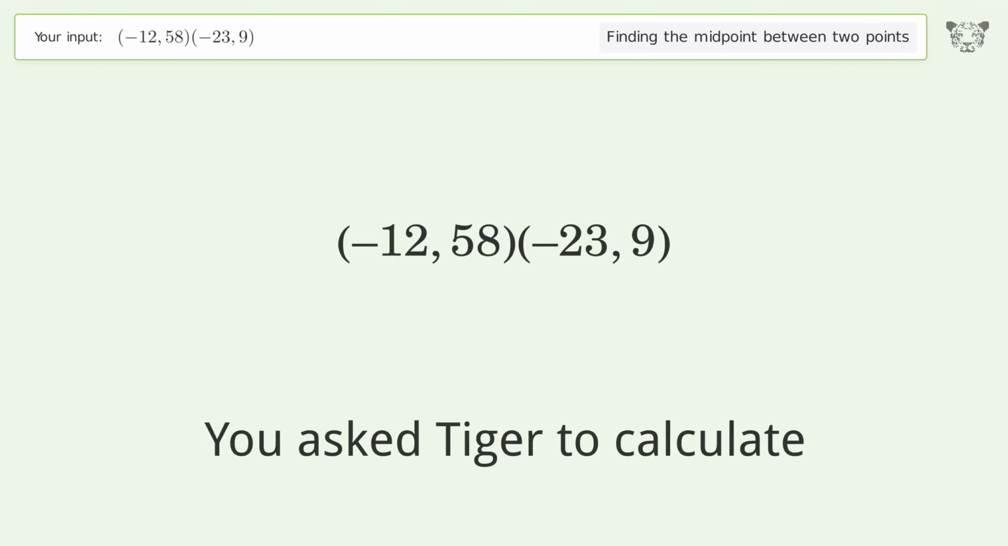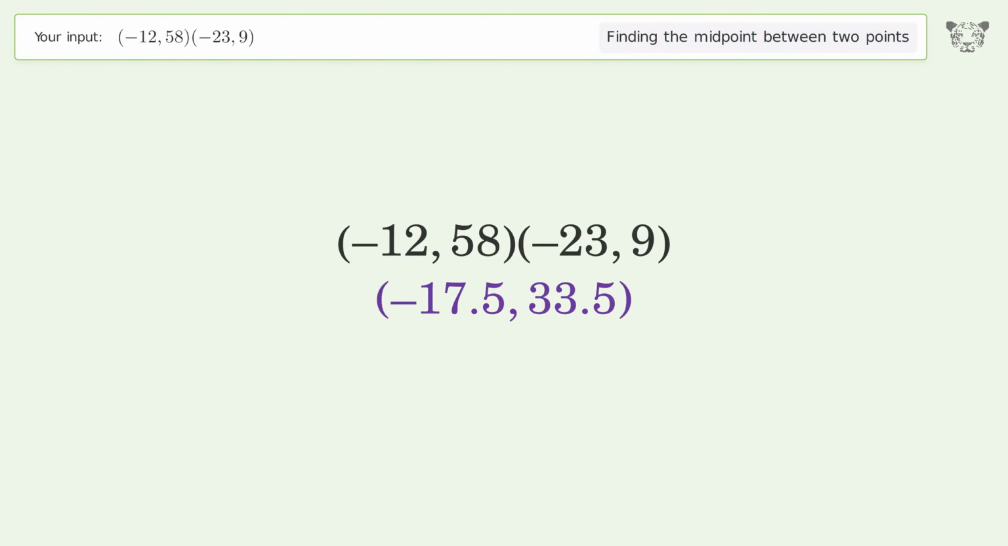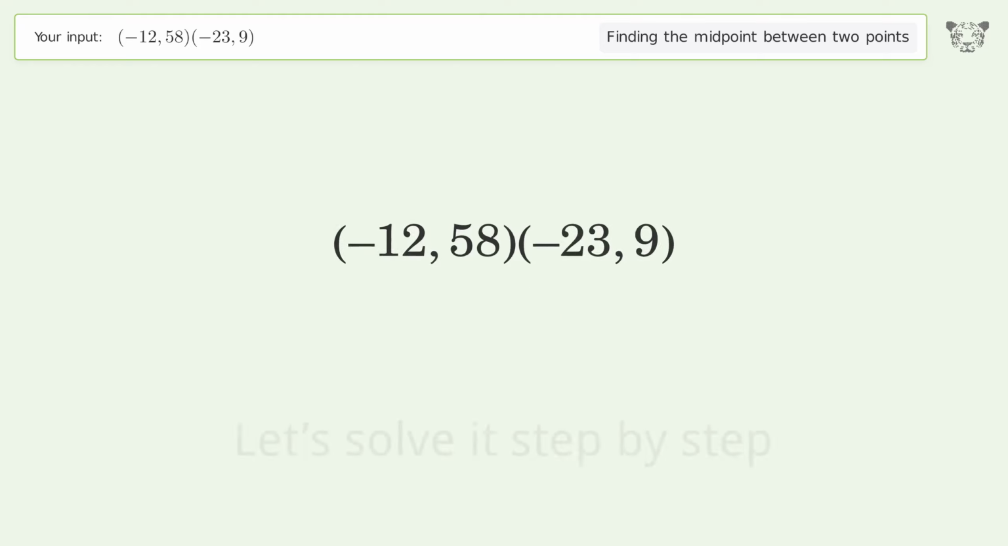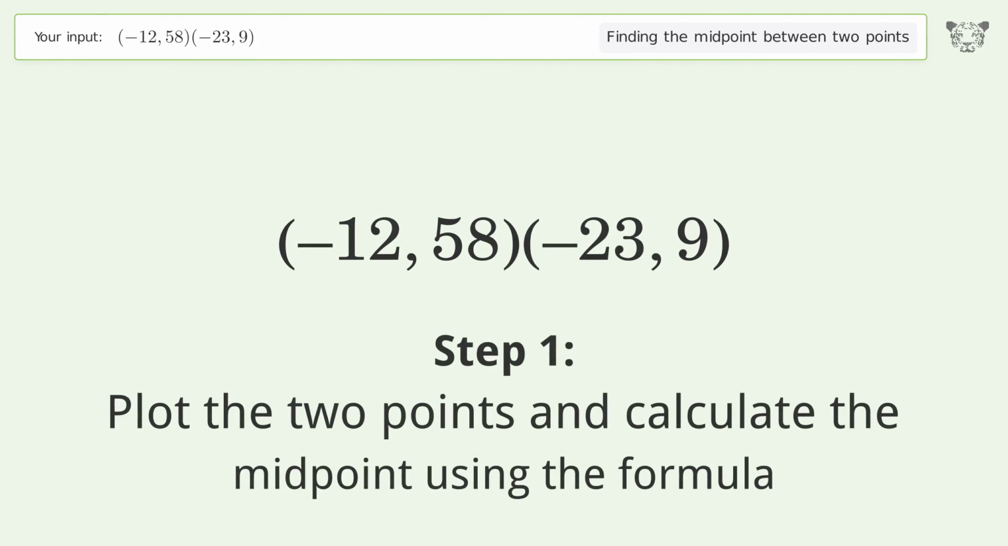You ask Tiger to calculate. This deals with finding the midpoint between 2 points. The midpoint between the 2 points is negative 17.5, 33.5. Let's solve it step by step. Plot the 2 points and calculate the midpoint using the formula.